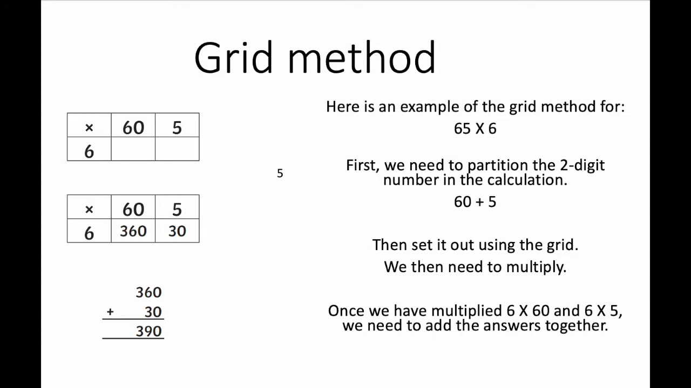So the grid method, it's important to remember that the children need to be confident in partitioning numbers. The children will need to partition 65. 65 is partitioned into tens and ones. We would have 60 plus 5 or 60 add 5. So once set out in the grid, children will complete 6 times 60, which is 360, and 6 multiplied by 5, which is 30. Now often the children think that this is their calculation complete, but they need to remember that they need to add the answers to those multiplications together. So 360 and 30 is 390.